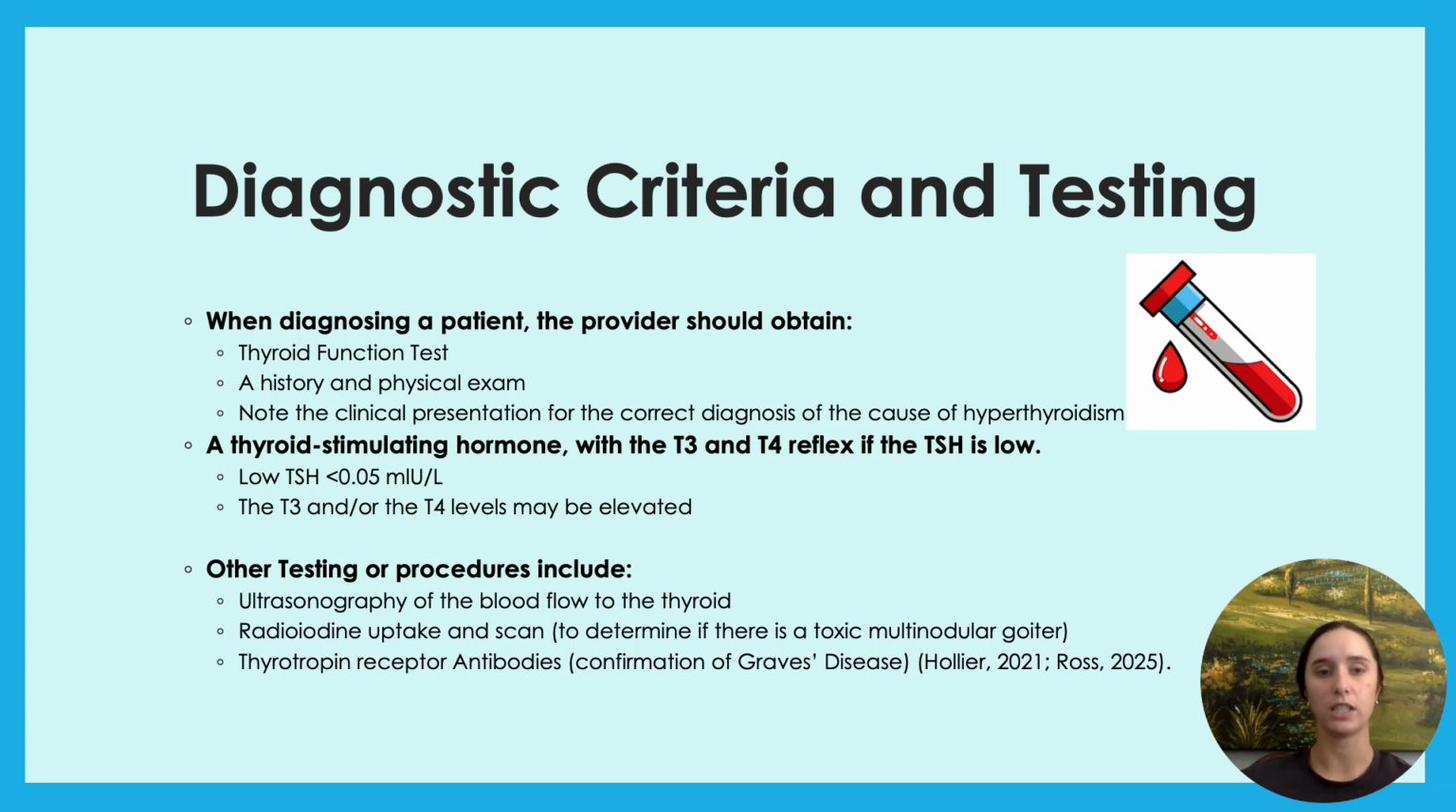Other testing or procedures may include ultrasonography of the blood flow to the thyroid, radioiodine uptake and scan to determine if there is a toxic multinodular goiter, and then a thyrotropin receptor antibody. This can confirm the presence of Graves' disease.